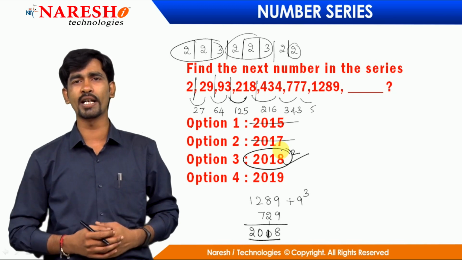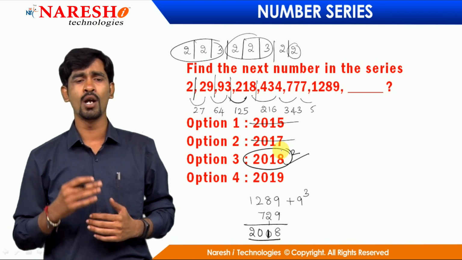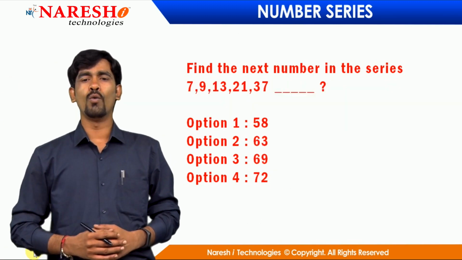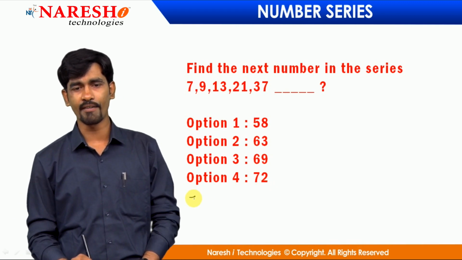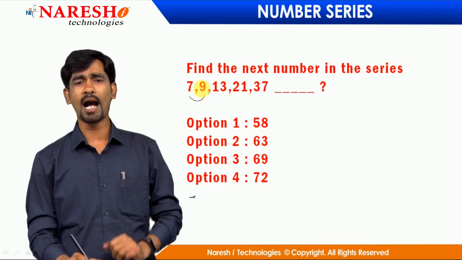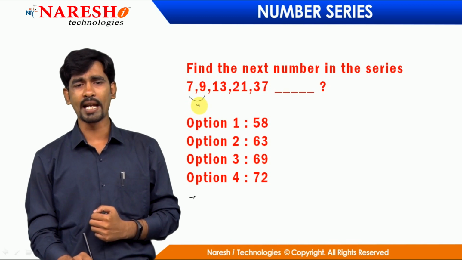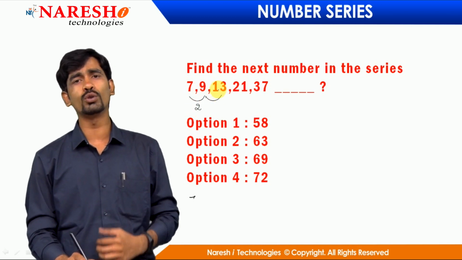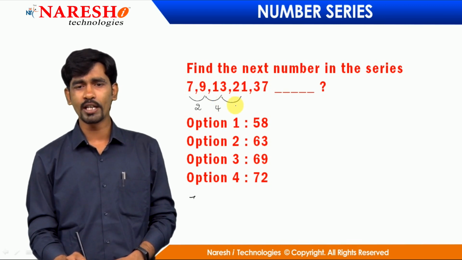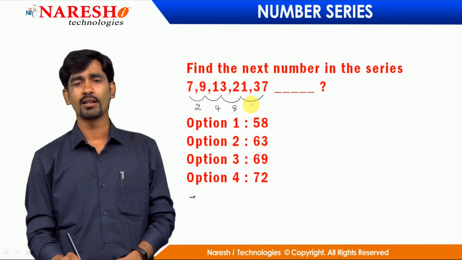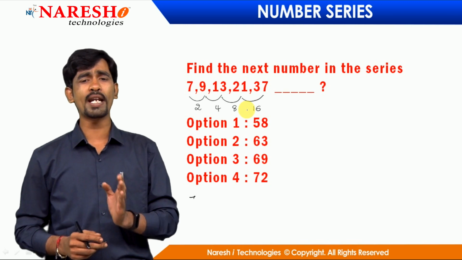So, this is one more way of looking at the question. But the most standard way of solving the question is observing the level of differences. Moving forward to the next question. What is the next term in the given sequence? The sequence started like this: 7, 9. I always try to solve the question by taking the level of differences. 7 to 9, the difference is 2, 9 to 13, the difference is 4, 13 to 21, the difference is 8, and 21 to 37, the difference is 16. So the differences are 2, 4, 8 and 16.